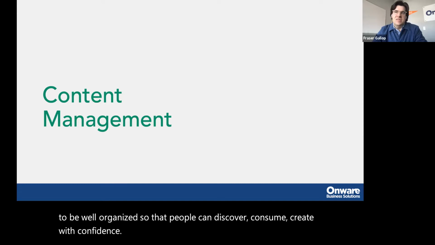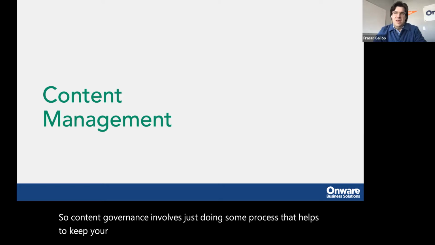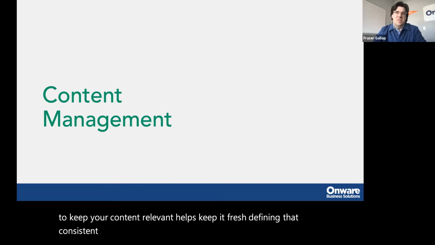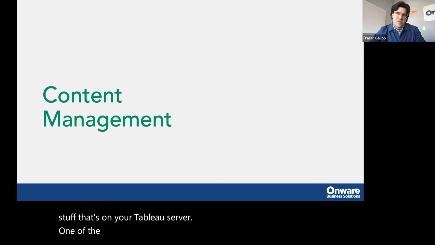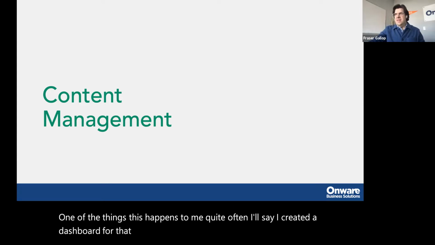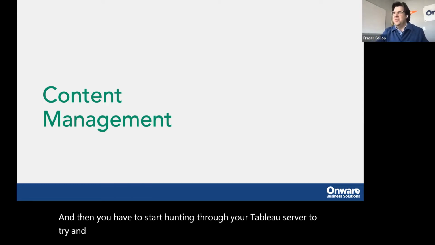So content governance involves doing some process that helps keep your content relevant and fresh, defining a consistent organizational structure to be able to manage all the stuff that's on your Tableau server. This happens to me quite often. I'll say, I created a dashboard for that, but where did I put it? And then you have to start hunting through your Tableau server to try and find that one view you've created and want to use again.